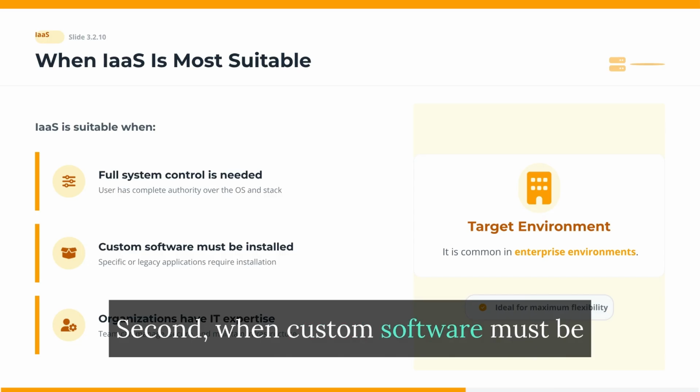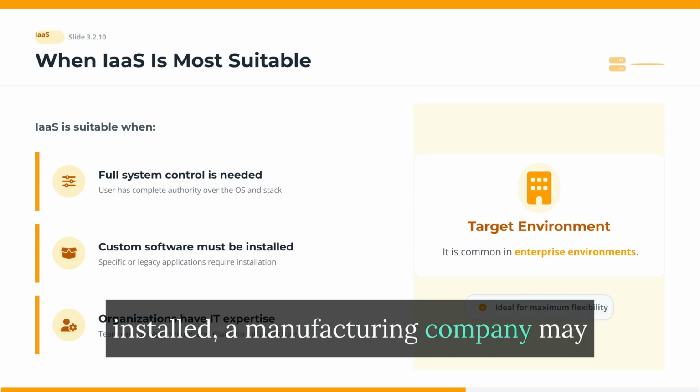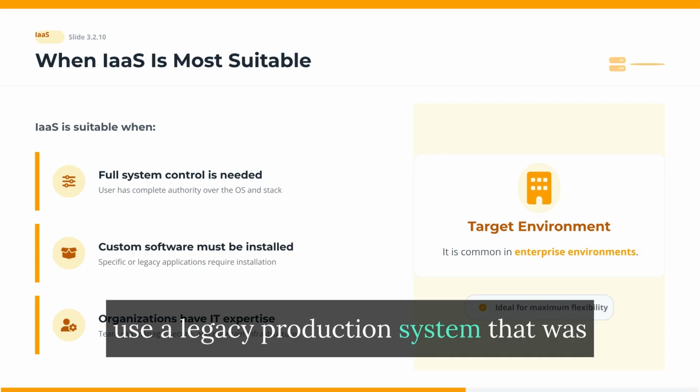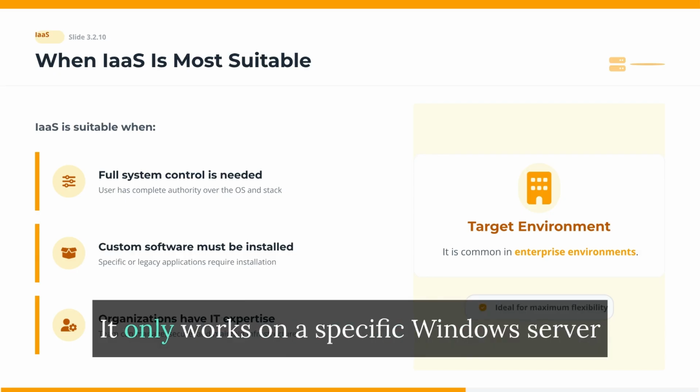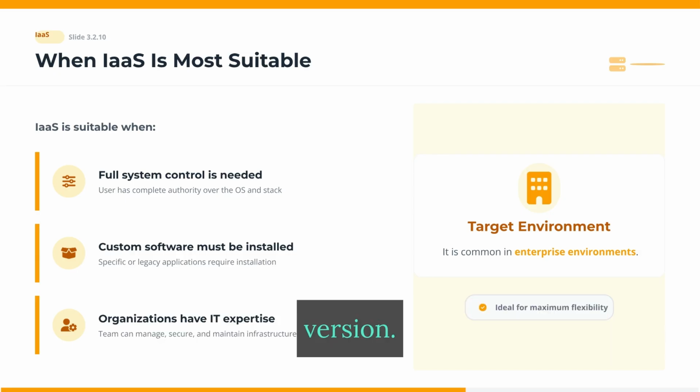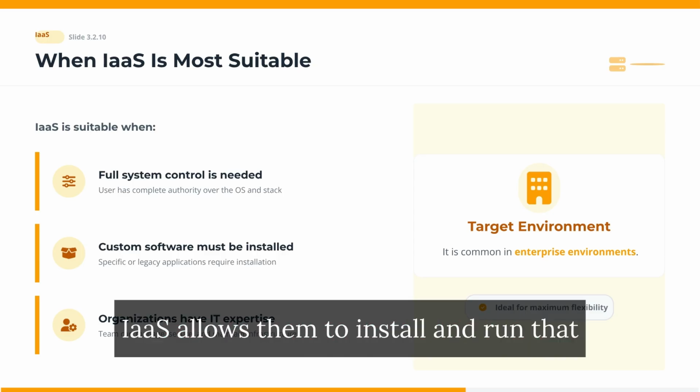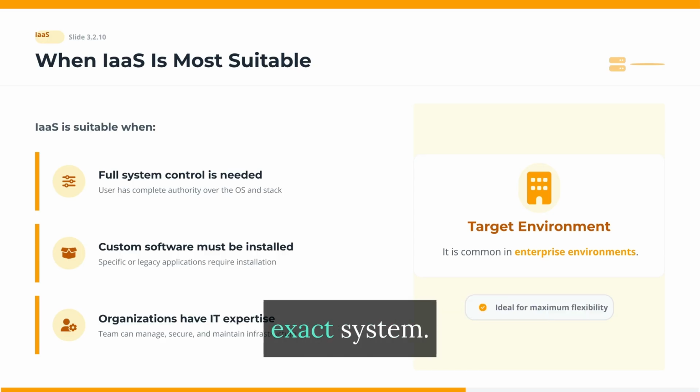Second, when custom software must be installed. A manufacturing company may use a legacy production system that was built 15 years ago. It only works on a specific Windows Server version. SaaS cannot support this. IaaS allows them to install and run that exact system.